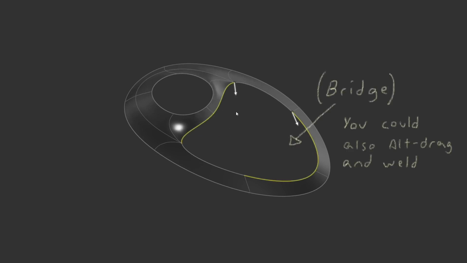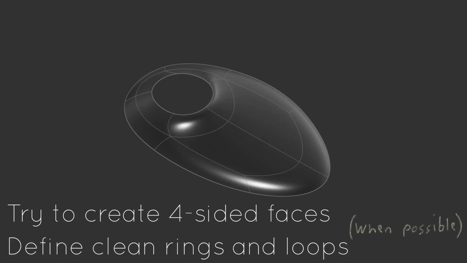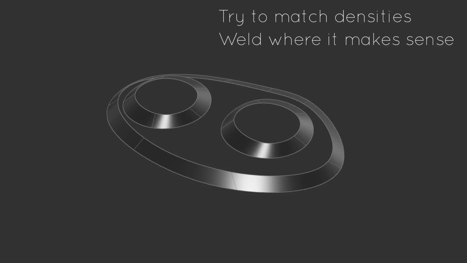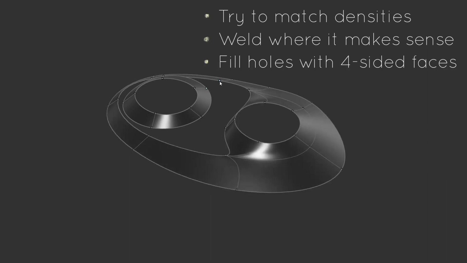A good rule to follow here is to try and make all the faces four-sided, and to find clean rings and loops when we can. The same thing goes with more complex geometry like this. Try to match densities, weld where it makes sense to weld, and fill up the missing area with four-sided faces.